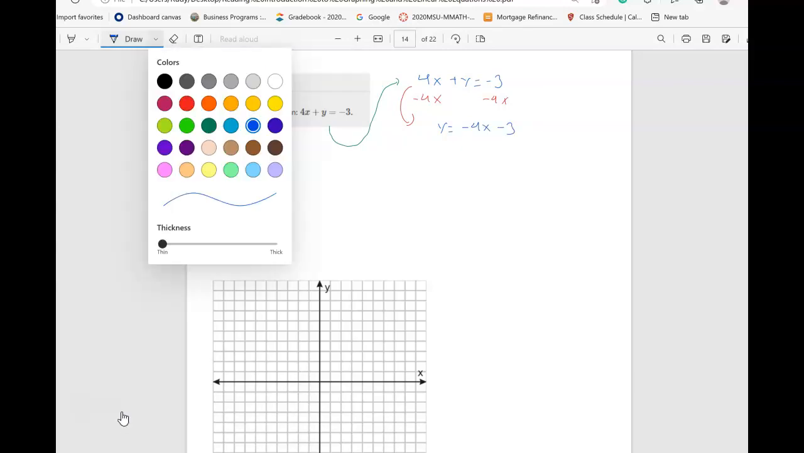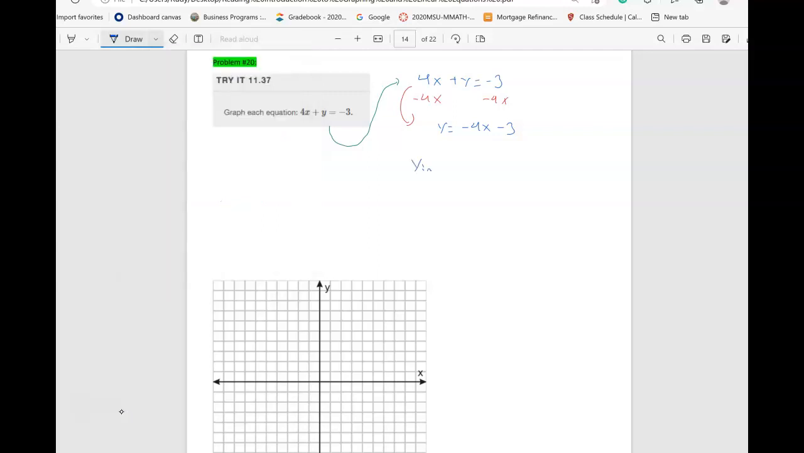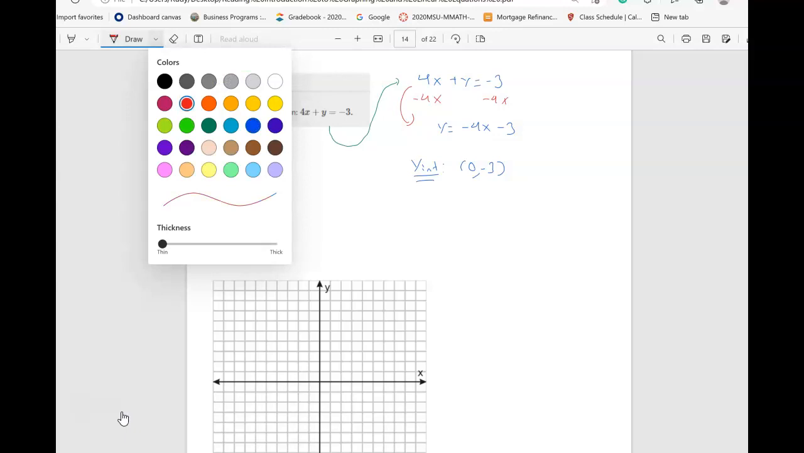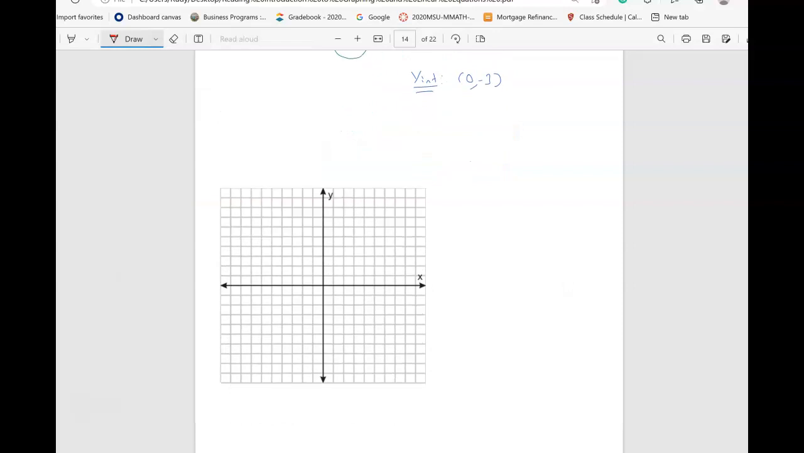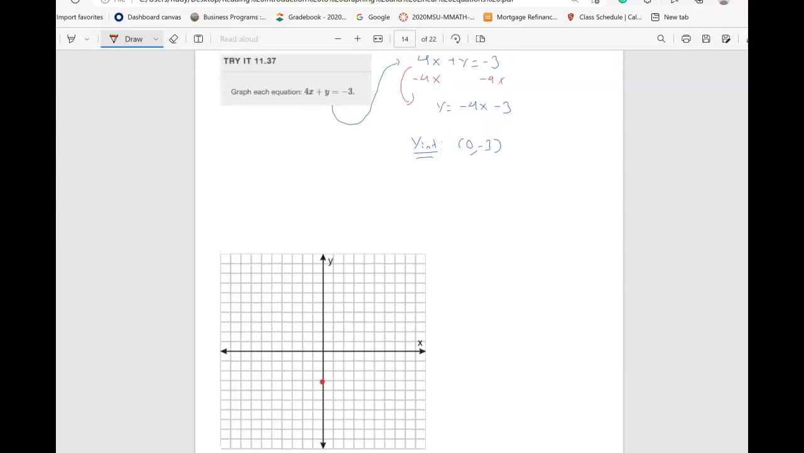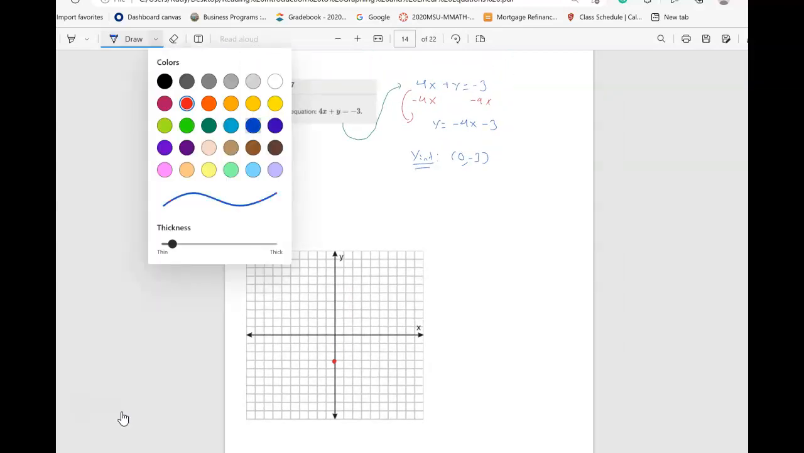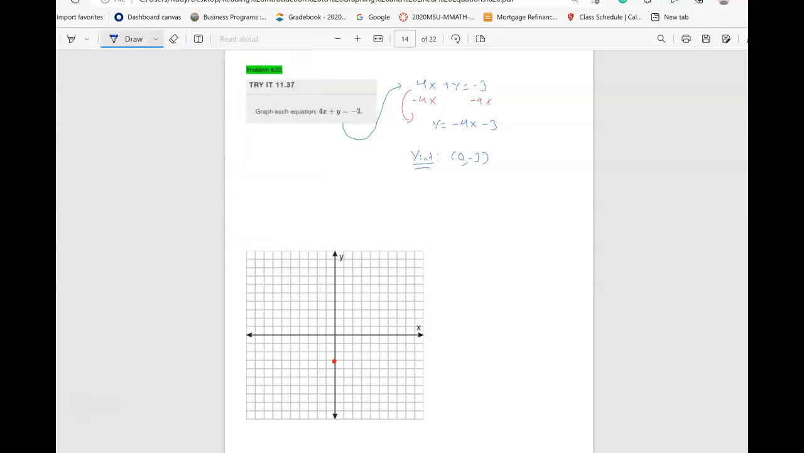Now, from this equation, your y-intercept is going to represent the constant. So in this case, we're looking at 0, negative 3, which we can put at a point 1, 2, and 3 here. And then we're going to follow the value of the slope. So the value of the slope represents the constant that multiplies the x's as a fraction. In this case, this is negative 4 or negative 4/1.